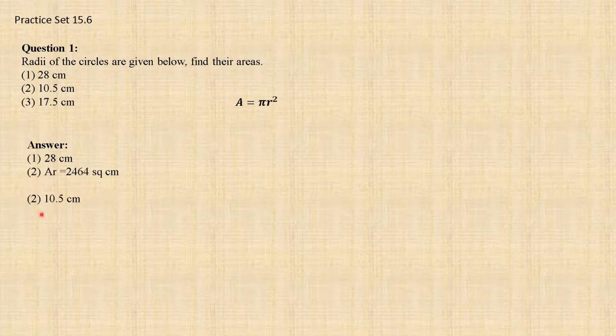Second one, taking the radius as 10.5, substituting in this formula, pi value should be 22 upon 7. We get the area to be 346.5 square centimeters. Third one, when the radius is 17.5 centimeters, substitute the value in this formula, area is equal to pi r square, we get area to be 962.5 square centimeters.